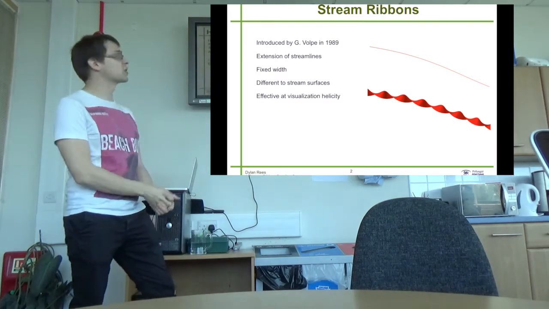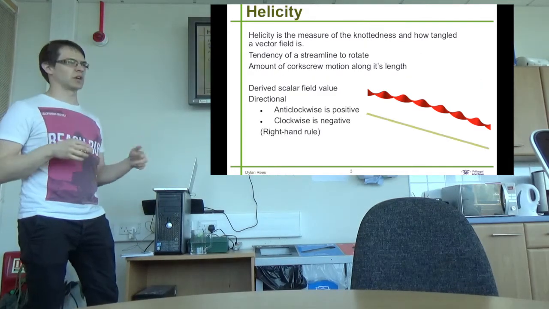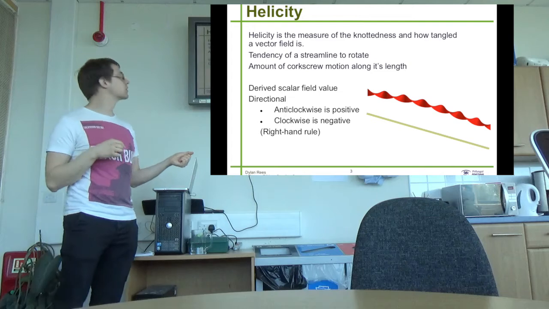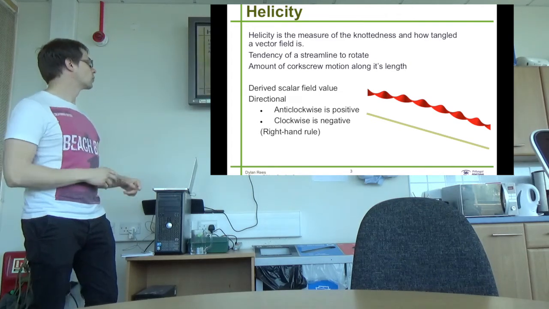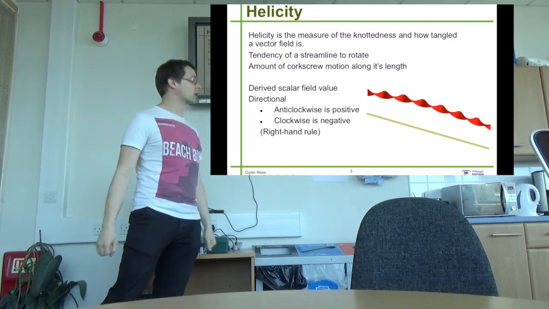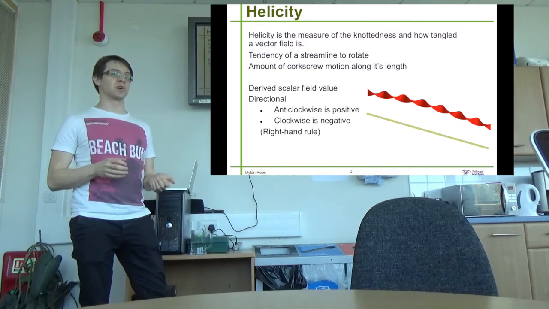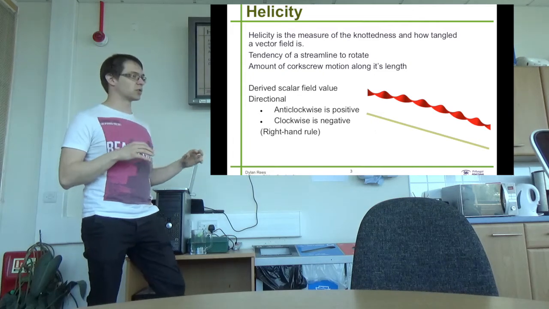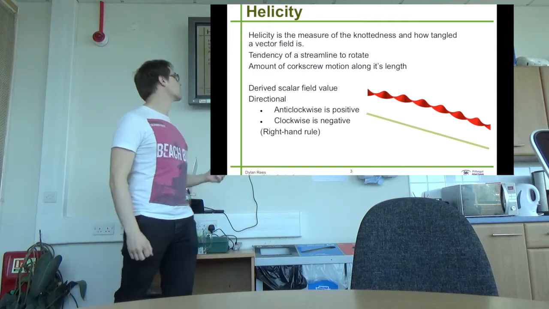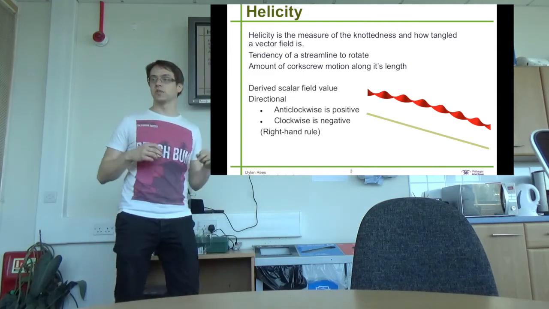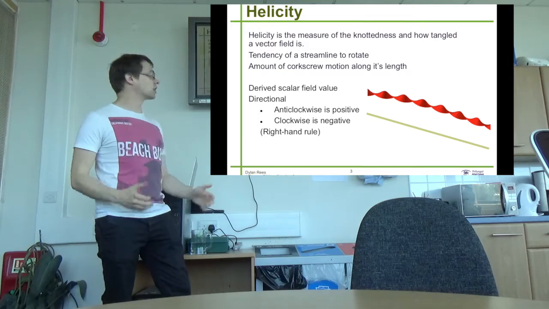It's basically a measure of the knottedness and how tangled a flow is. You can think of it as the tendency of the streamline to rotate, or the corkscrew motion of a streamline. Here I've got two examples of stream ribbons. The bottom green one is in laminar flow, and you can see it's just a straight ribbon with no twisting in it, so this has very low helicity, basically zero helicity. In contrast, we've got the red ribbon above it. We can see this is twisting a lot, so it shows a high value of helicity.